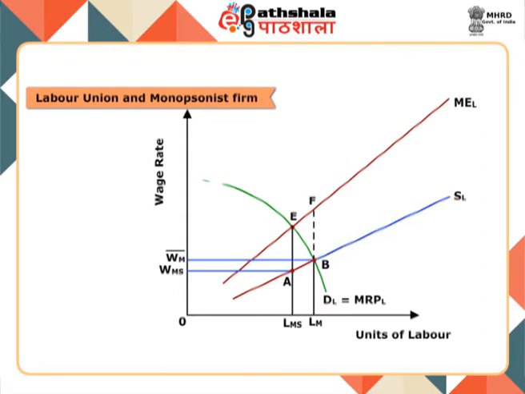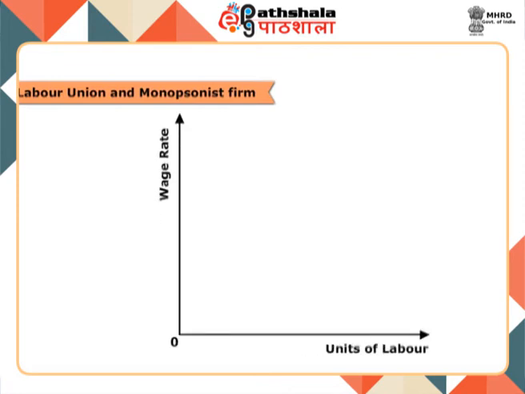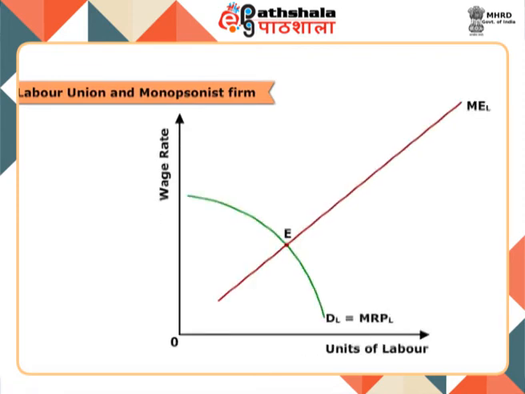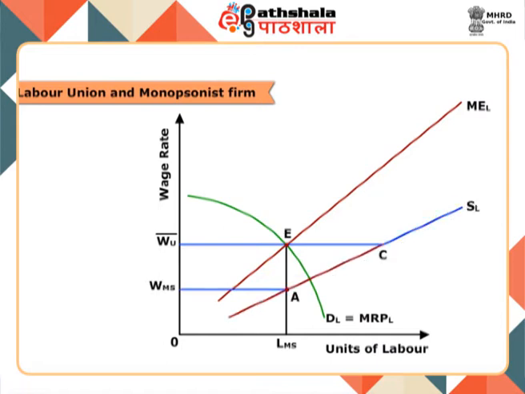WMBSL. Now the labor union wants to achieve the goal of maximum wage at the initial level of employment, LMS, by setting the wage rate equal to W bar U as shown. At this higher wage rate, the supply curve of labor W bar U ECSL becomes kinked at point C, and there is a resulting discontinuity at the MEL curve. It is divided into two discontinuous parts, WEC and GMEL.